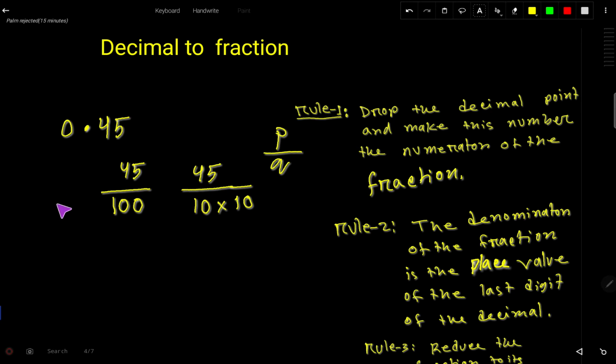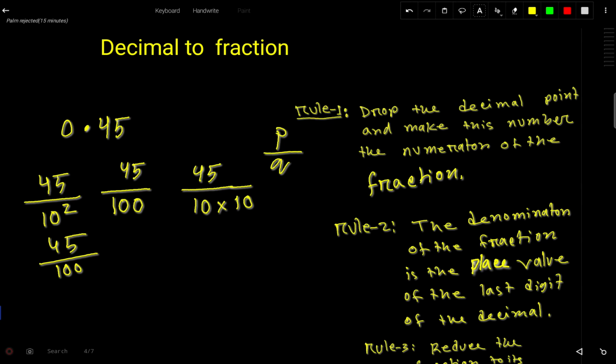Here is the third way. This is numerator, and we know that decimal is a 10 base number, so we have to write here 10. And now we have to find out the power of 10. After decimal point, we have 2 digits, so we have to write here 2. So 45 divided by 10 to the power 2, which means 100, right?